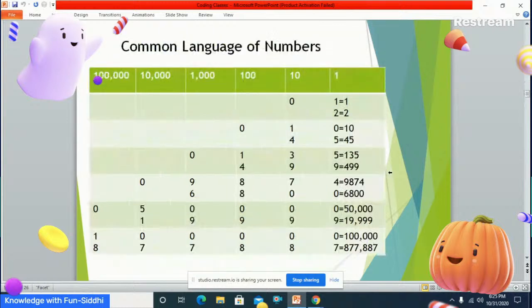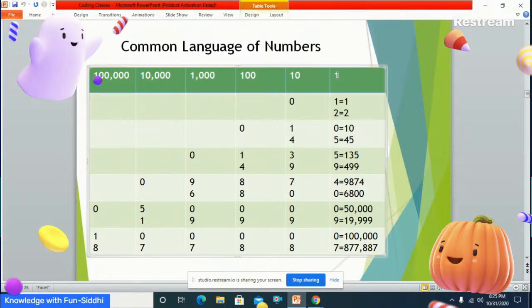Okay, so first of all, I want to show you this. Are you aware of this system? This is our normal language of numbers, right? In the normal number system, we have ones, tens, hundreds, thousands, 10,000, and then 100,000. So this is the normal system and its place values are these. You all might have studied about it.